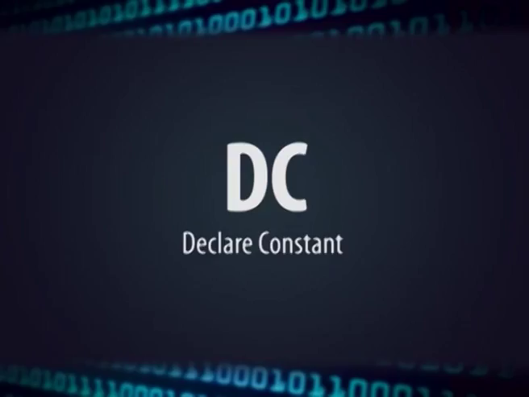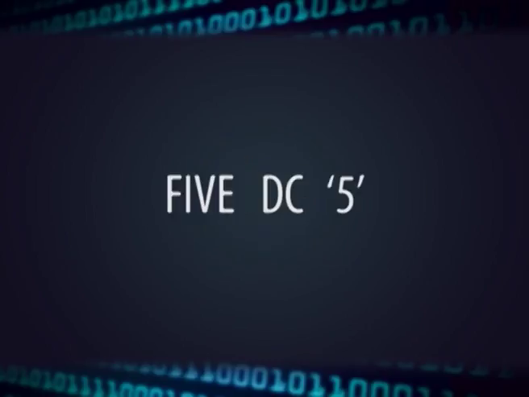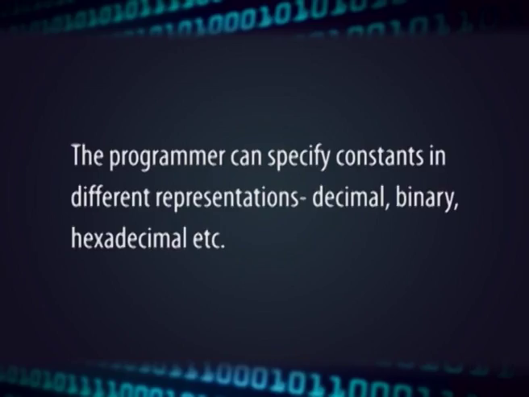Another declaration, declare constant, called DC in short, is used for defining constants. For example, the statement 5 DC and then in quotes you have written 5 associates the name 5 with the memory word containing the value 5. The programmer can specify constants in different representations: decimal, binary, hexadecimal. The assembler converts them to the appropriate representation for use in the machine instructions.